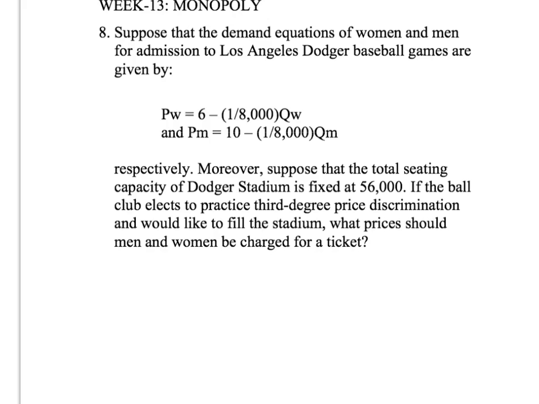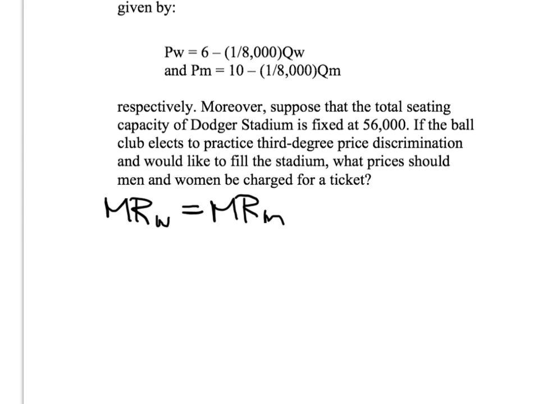So the main equation for price discrimination is that the firm, in order to maximize profits, is going to charge a price that equalizes the marginal revenue in both markets. That means that the price has to be set so that the marginal revenue for women is the same as the marginal revenue for men. All we have to do here is to find the marginal revenues.